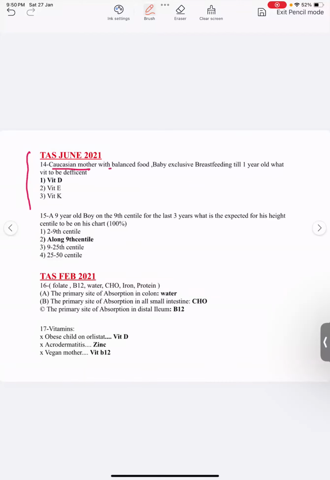Caucasian mother with balanced food, baby exclusively breastfeeding till 1 year old. What vitamin will be deficient? Mother's milk is deficient in two things. Number one, that is vitamin D. And what is the second thing? That is iron. But the iron, though it is in a lesser amount, is sufficient to meet the needs of the baby till 6 months of age. After 6 months, mother's milk is deficient in iron.